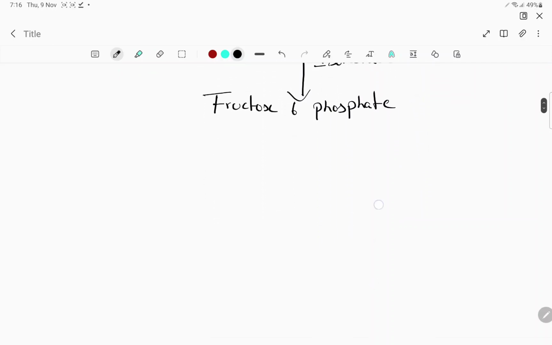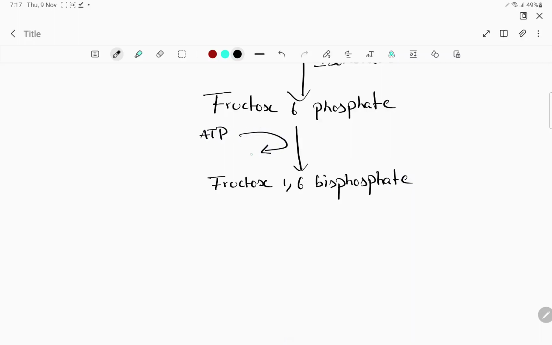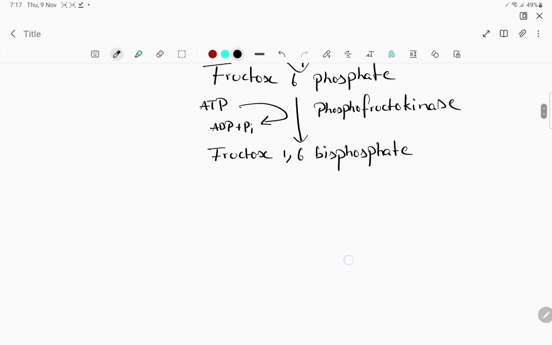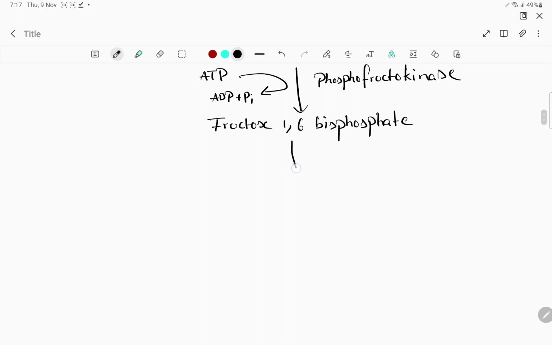And now fructose 6-phosphate is converted to fructose 1,6-bisphosphate. Here one ATP is used to form ADP plus Pi. So the enzyme is phosphofructokinase. Right? Now fructose 1,6-bisphosphate is split into two things by aldolase.